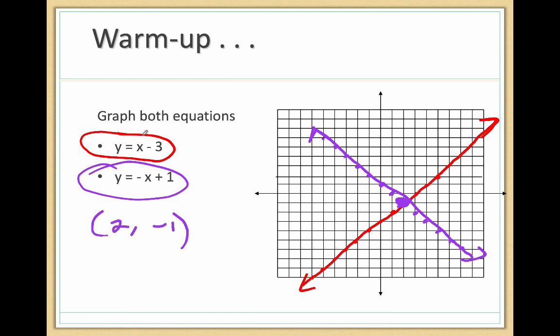-1. So if you plugged in x equals 2 in there, you get -1 over there because 2 minus 3 is -1. If you plug a 2 in here, you get -2 plus 1, which is -1. The one point that satisfies both equations is the point of intersection and is going to be the solution to the system.